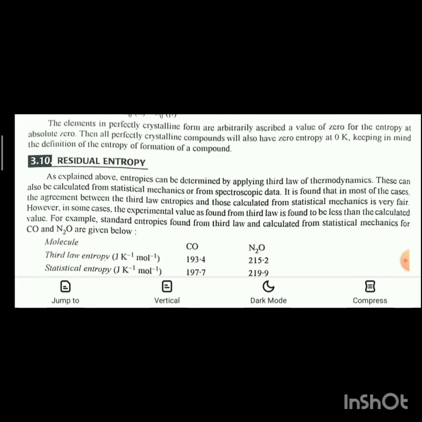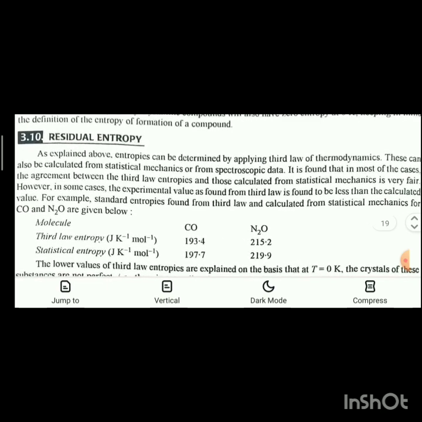Residual entropy. As explained above, entropies can be determined by applying the third law of thermodynamics. These can also be calculated from statistical mechanics or from spectroscopic data. It is found that in most cases, the agreement between the third law entropies and those calculated from statistical mechanics is very fair. However, in some cases, the experimental value as found from the third law is found to be less than the calculated value. For example, standard entropies found from the third law and calculated from statistical mechanics for CO and N2O are given below.